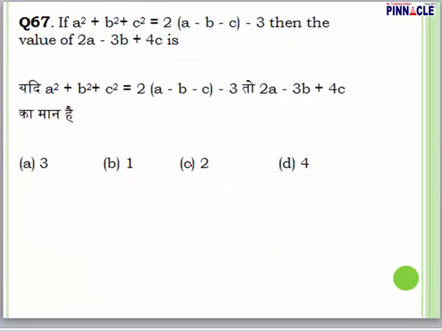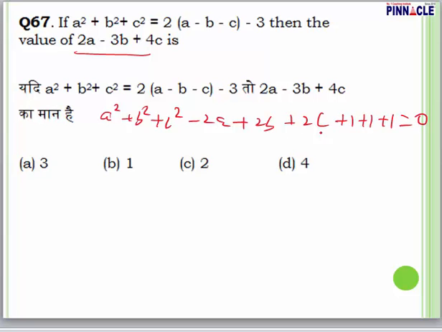Next question, number 67. a² + b² + c² = 2a − b − c − 3. Then the value of 2a − 3b + 4c is equal to? If you find such a question, immediately think that it will be a formula. What kind of formula? a² + b² + c² − 2a + b + c + 3 = 0, because the terms go to this side and the signs change, and you can split the 3 as plus 1, plus 1, plus 1, which is equal to 0.